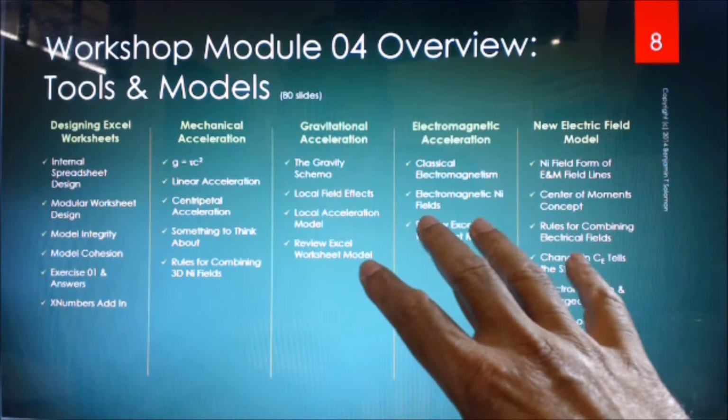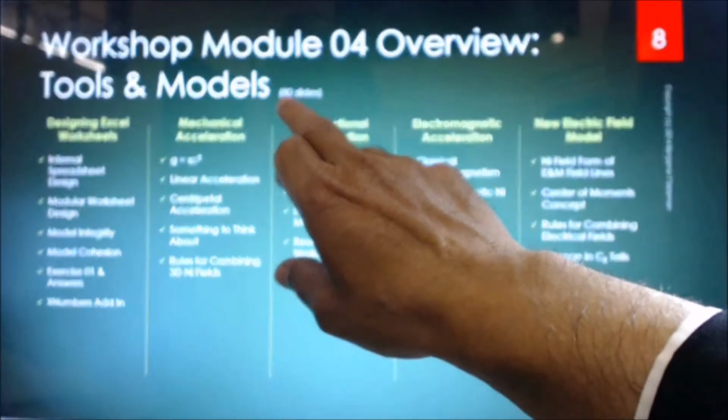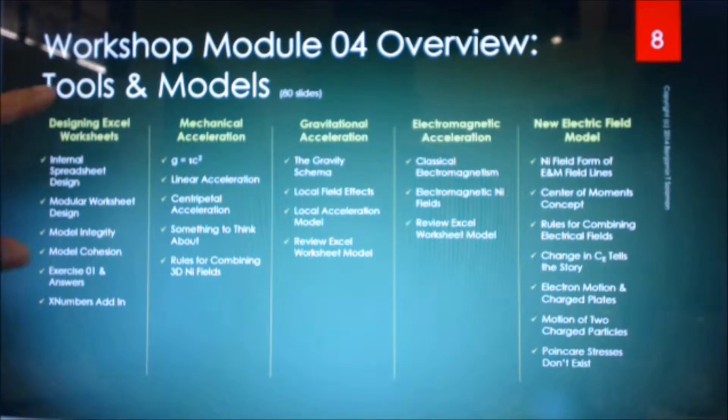And then in tools and modules, this is a long workshop because there are 80 slides here. We'll discuss how to design Excel worksheets, because these worksheets are 100 megabytes easily, and you don't want to come back 2 years later and say, what was I doing? What was I thinking? How do you figure out what's going on in this worksheet? If you have a clear idea of how to design worksheets, large, gigantic worksheets, then you'll come back 2, 3, 4, 5 years later and you look at it and you say, oh yeah, I know what I was doing.